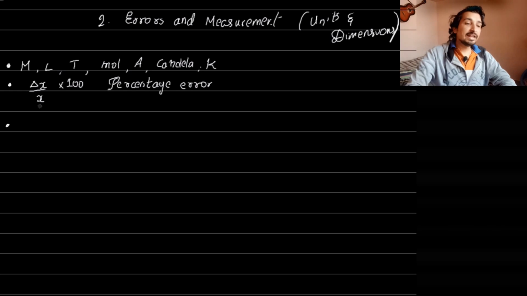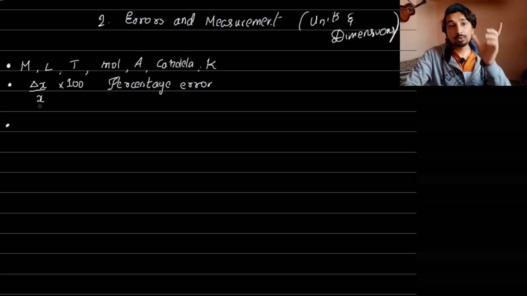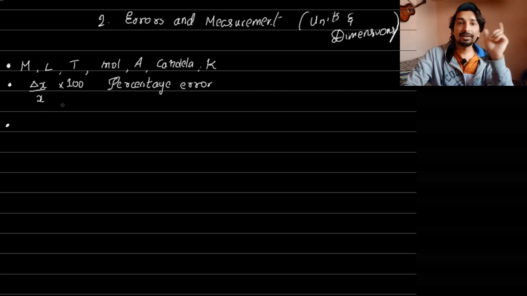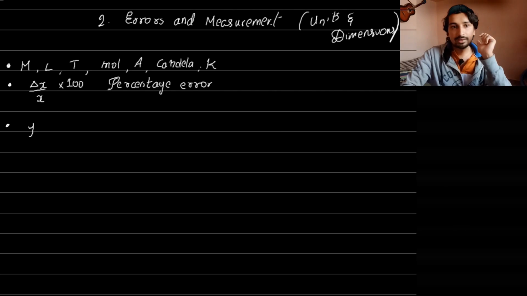So what happens to the errors when you add two quantities? I have two quantities, 10 plus or minus 0.1 and 20 plus or minus 0.1 again. Now how do I add these quantities? It's easy. 10 and 20 I can add directly because they are numbers. What happens to errors? They get added.